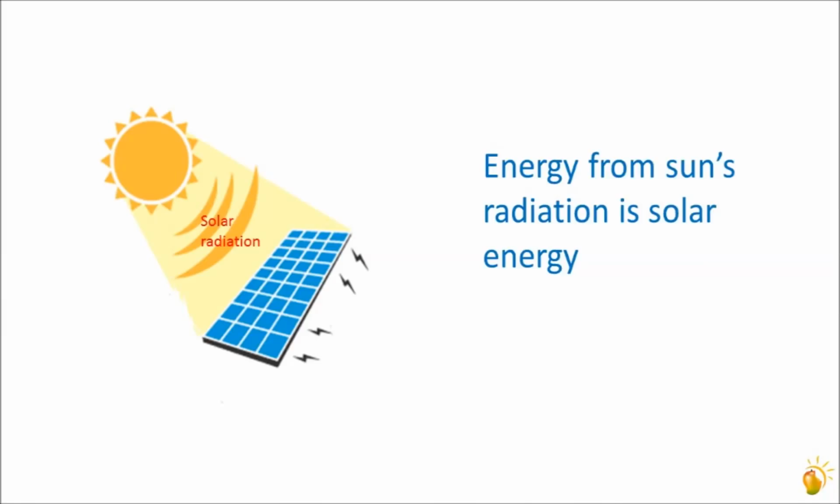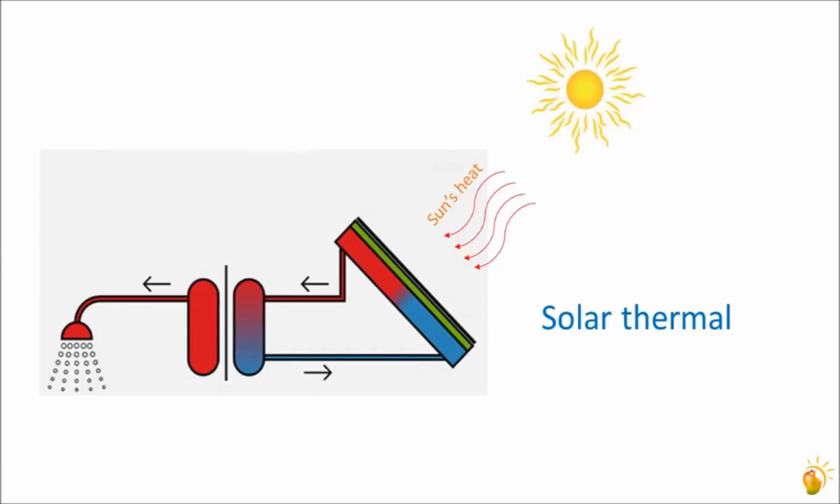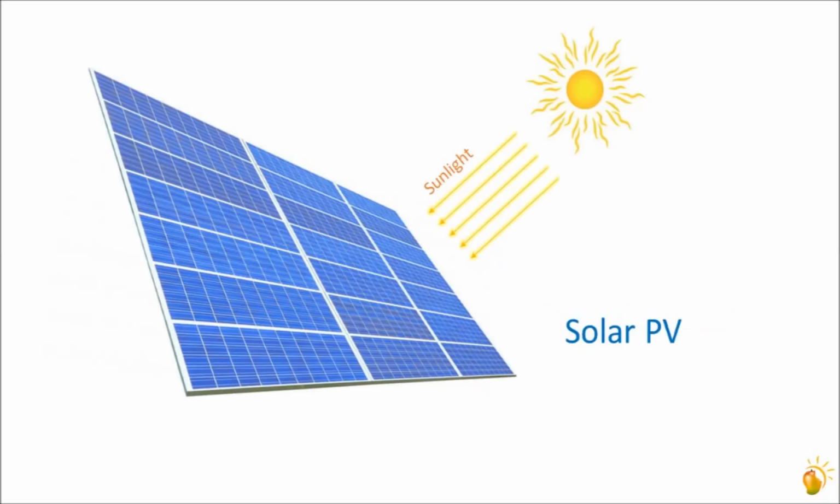First, let us understand the two main ways by which we can recover energy from sunlight. Solar energy is energy from the sun's radiation. This energy can be harnessed as solar thermal energy, collecting the heat from the sun, and as solar photovoltaic or solar PV that uses the light from the sun.